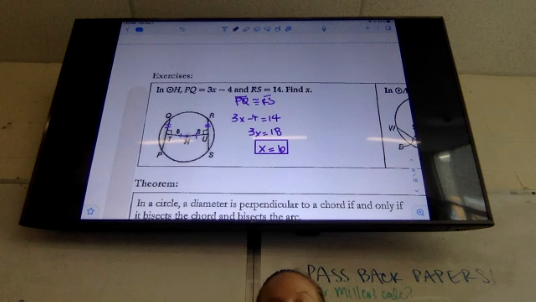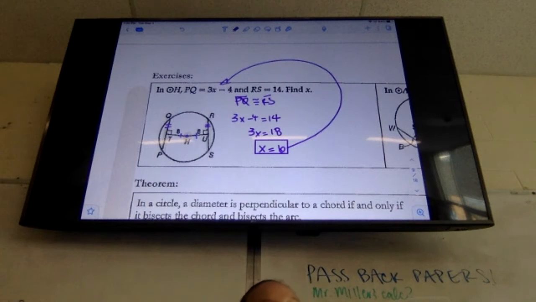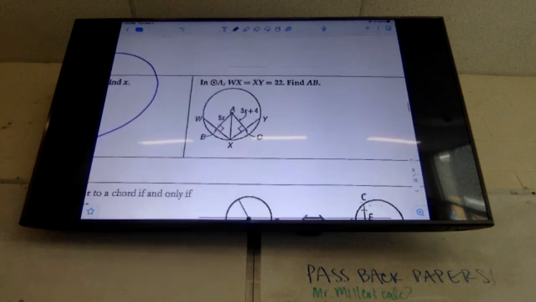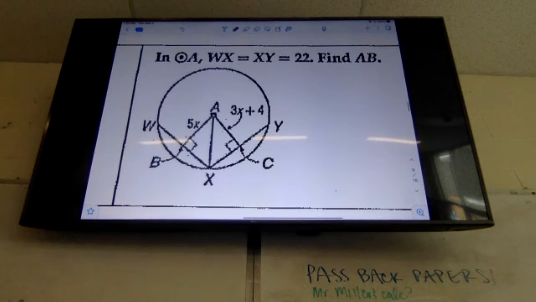I said, let's plug 6 in for x. So I did 3 times 6, what's 3 times 6? 18. And then 18 minus 4 is 14, which is what RS is, which should be what PQ is. So we're good. Moving on.